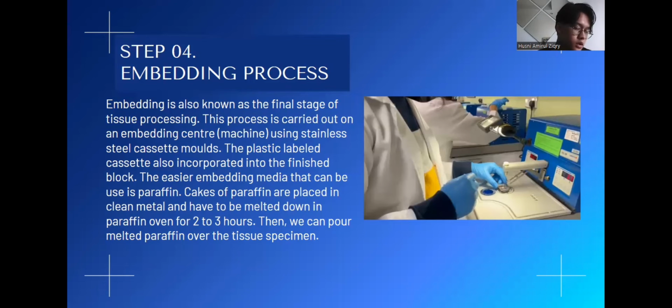The easiest embedding medium that can be used is paraffin. Cakes of paraffin are placed in a clean metal container and have to be melted down in a paraffin oven for 2 to 3 hours. Then we can pour the melted paraffin over the tissue specimen. As you can see in the picture, my group member is pouring the melted paraffin into the mold, where the specimen has been inserted.